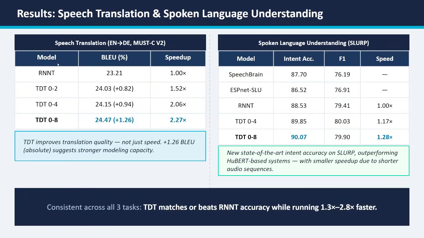Adding word reordering during translation. For spoken language understanding, TDT sets a new state-of-the-art record, while the speedup for SLU is smaller because the audio-to-text ratio in this task is much lower. The conclusion remains consistent. Across different tasks, TDT maintains or improves accuracy while delivering significant speedups.